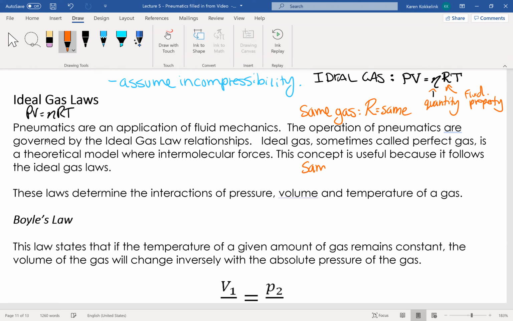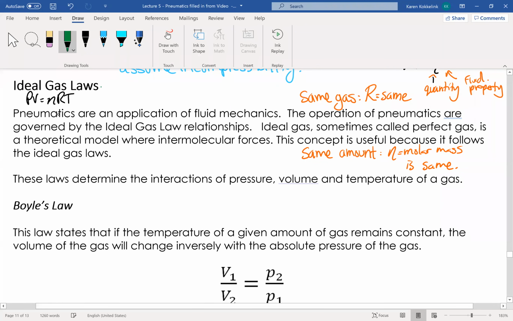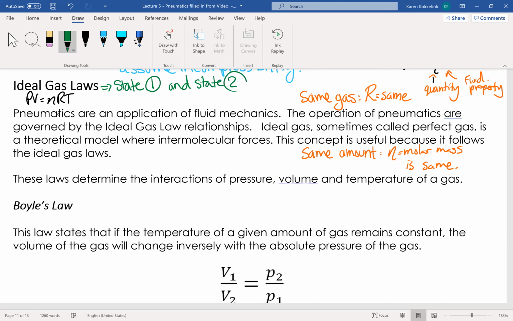If you're dealing with the same amount, then n, the number of moles, is the same. So n is a count of the number of molecules that you're working with in this gas. So basically what the ideal gas laws look at is the state 1 and state 2 when you go across a device.